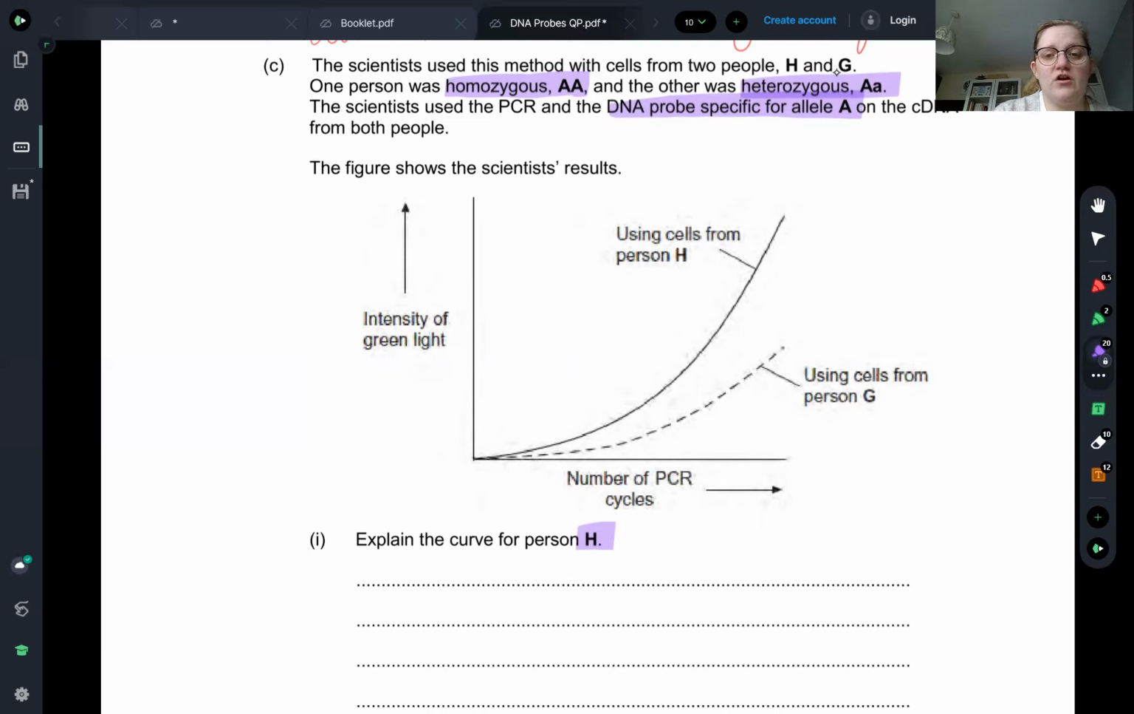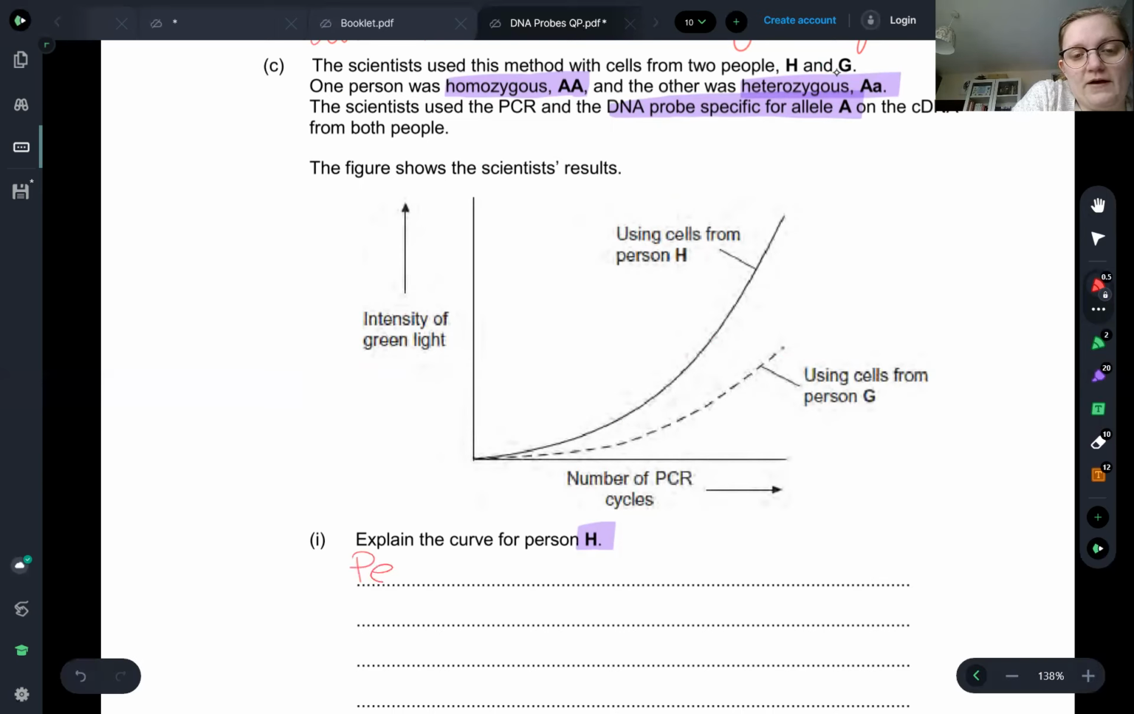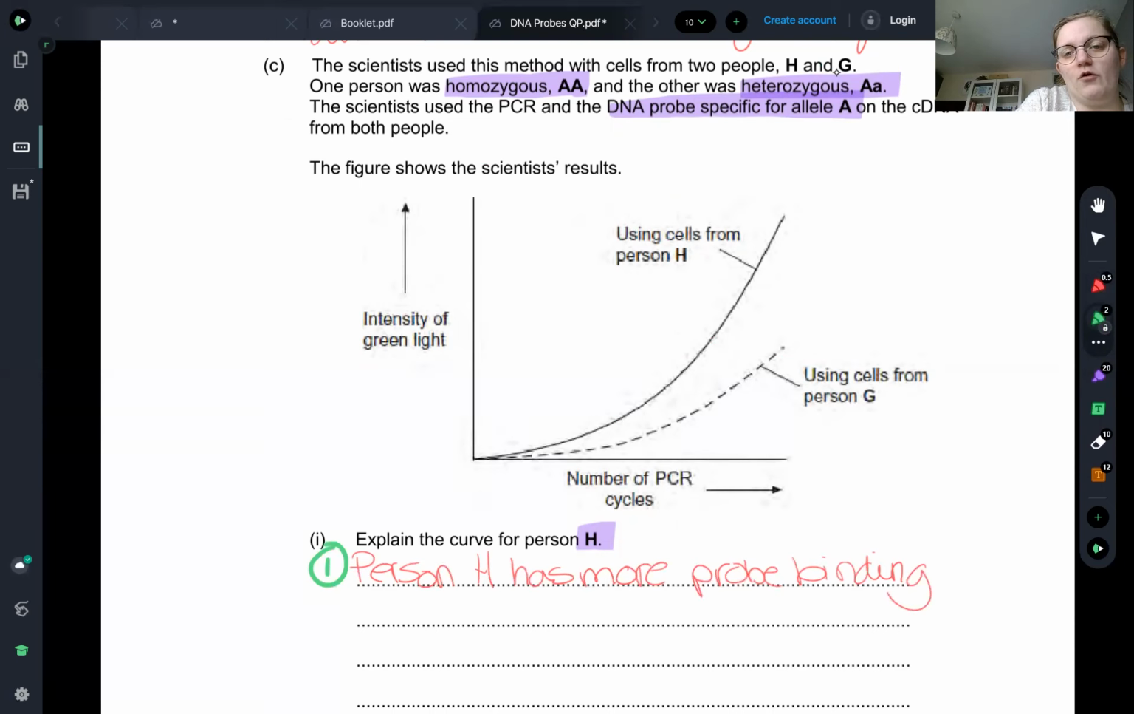So what's happening? Well, the curve for person H is increasing. Why is it increasing? Well, the more probe binding that's happening, the more the cDNA is there, there's more allele A. More gene A means there's more light. So explain the curve for person H. Person H has more probe binding. That will get you 1 mark. You've described what's happening. They've clearly got more probe binding.